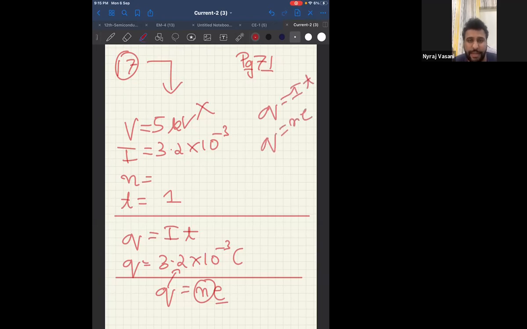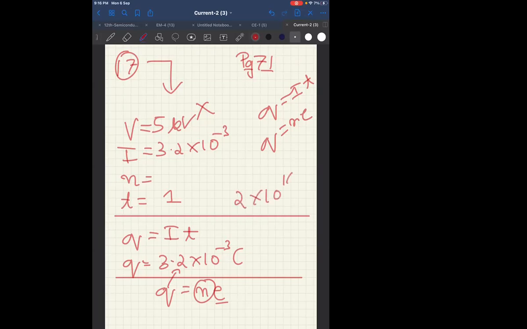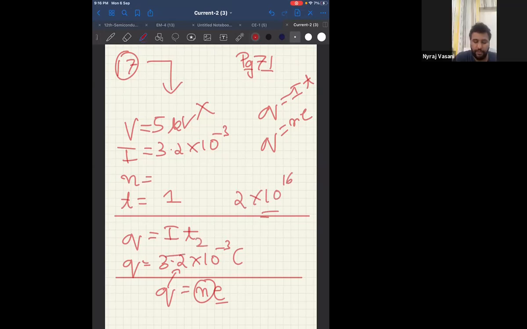Now, can you solve and tell me what will be the answer? The clue is on the screen. Two into 10 power 16. 2 into 10 power 16, I think, is the right answer, because 16 twos are over here, 3.2. That means 1.6 twos are. Tell me, are you getting this answer? 2 into 10 power 16.